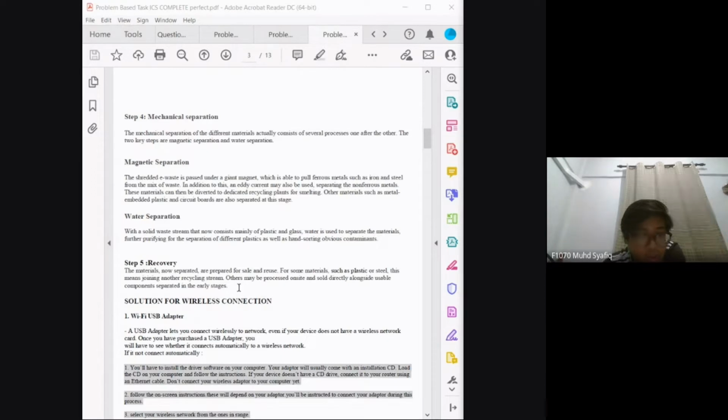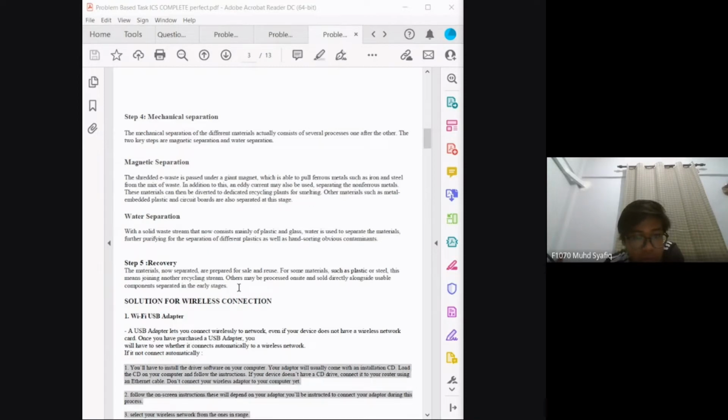Water separation. With a solid waste stream that now consists mainly of plastic and glass, water is used to separate the materials, further purifying for the separation of different plastics as well as hand sorting obvious contaminants. Step 5, recovery. The materials now separated are prepared for sale and reuse.